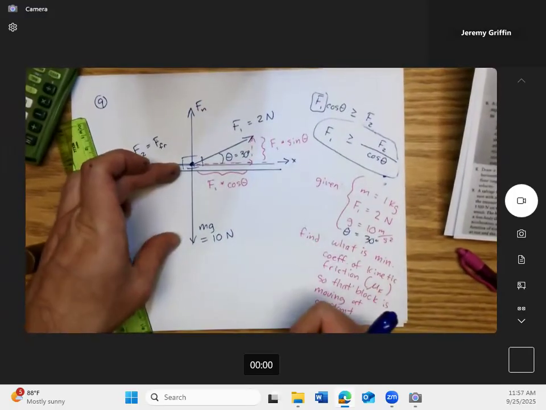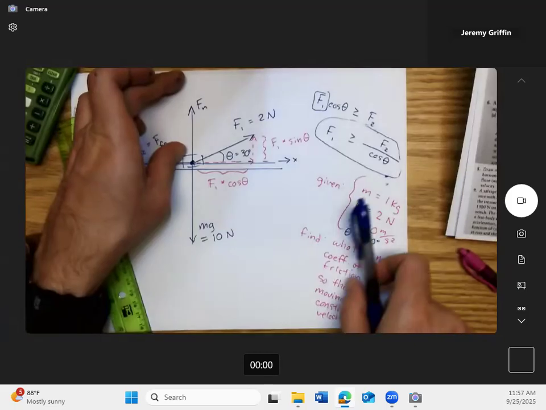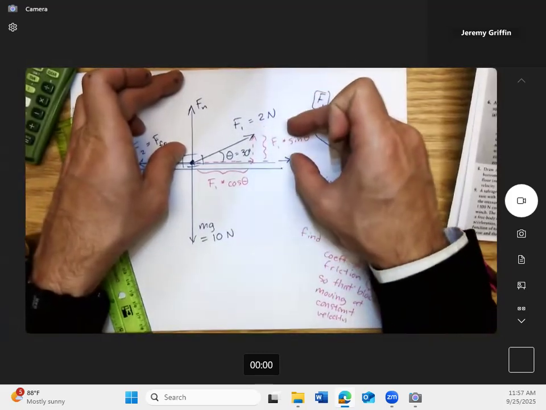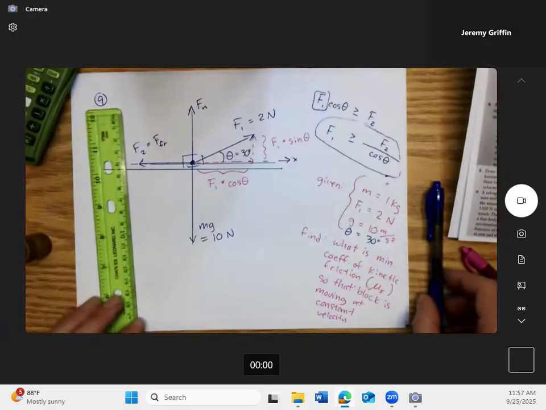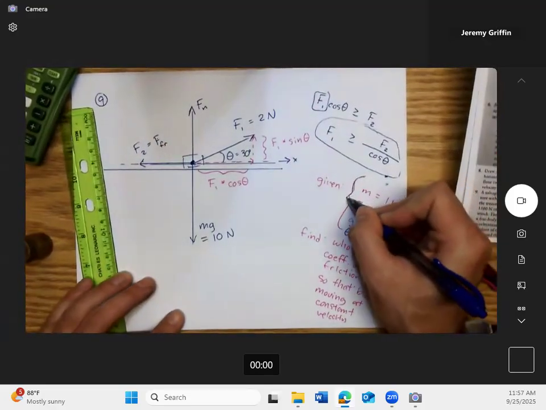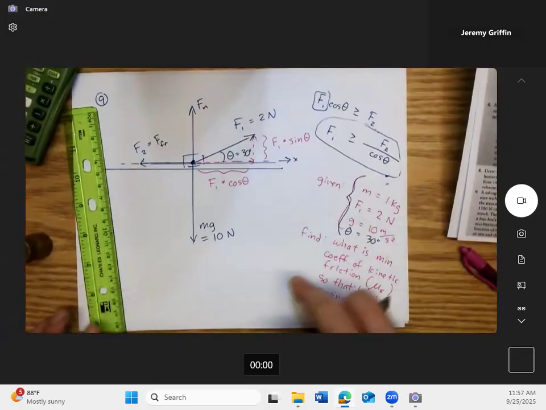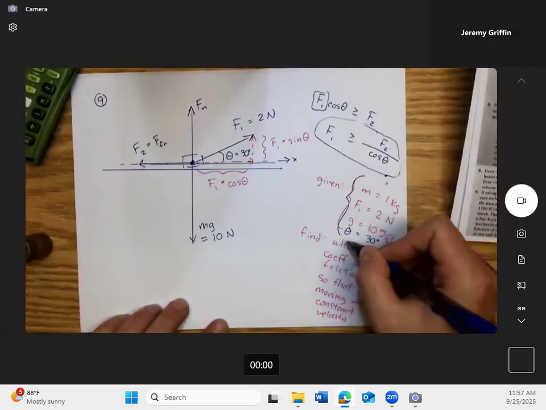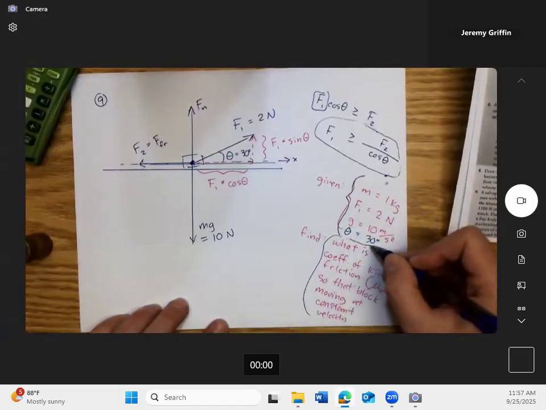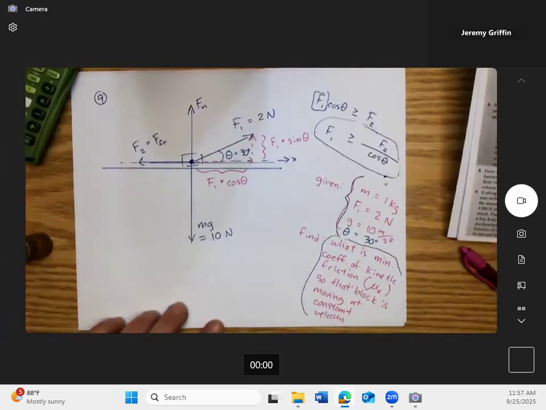Guess how I do that? This does not balance out by itself, but if you throw in this F sine theta, then it would. Okay, so I gave you these values right here. Let's apply these values to the situation and fill in as many numbers as we can, and we'll eventually be able to answer this question: the minimum coefficient of kinetic friction to get a constant velocity.